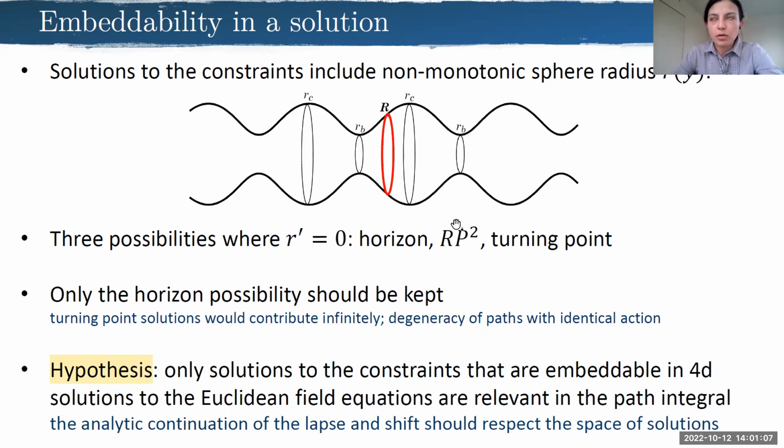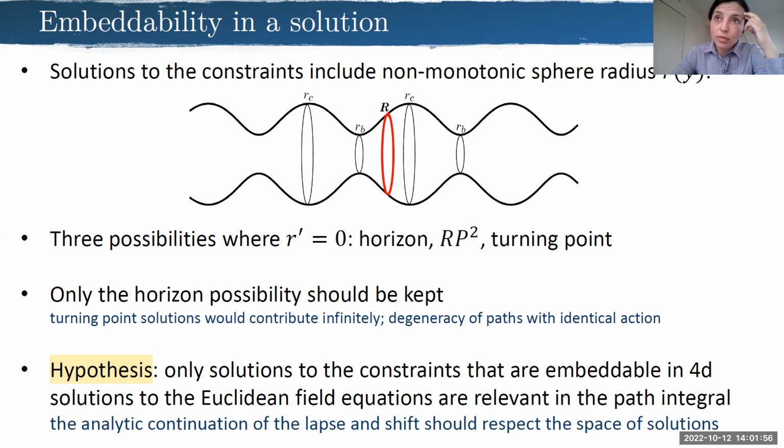And the reason is that, remember these slices that we started with, they belonged to four-dimensional Lorentzian space-times. And because each slice was satisfying the constraints, by construction, it was embeddable in a Lorentzian four-dimensional space-time. Now, these are Euclidean slices that still satisfy the constraints, but we are conjecturing that the process of analytic continuation that we performed in order to estimate the path integral should still respect the space of solutions. So we only keep slices that are embeddable in a four-dimensional Euclidean solution.